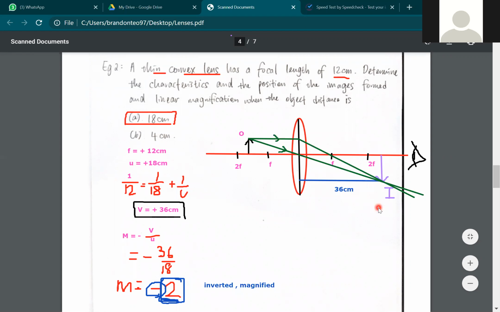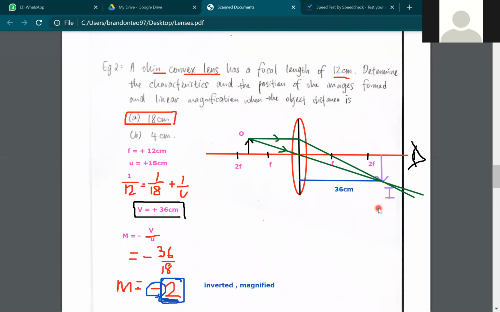Okay, so example 2, 有问题记得跟我讲, feel free to stop me. And 1 minute, I will go to the next part.